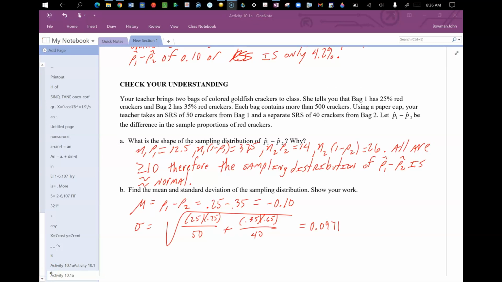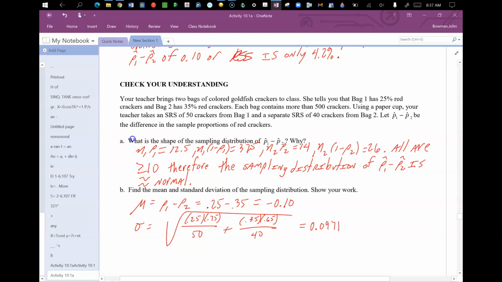All right, so the first thing we're going to do is check the shape of this sampling distribution. If you do that, you will see that n1p1, n1 times (1 minus p1), n2p2, and n2 times (1 minus p2) are all at least 10. Therefore, the individual sampling distributions, p1 hat and p2 hat, are approximately normal. Therefore, the sampling distribution of the difference in the sample proportions is also approximately normal.